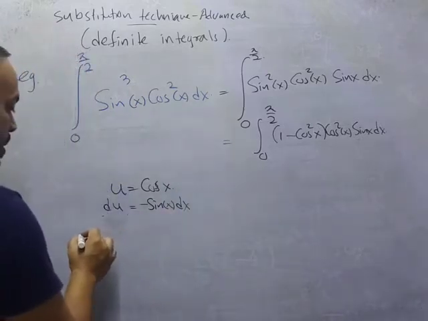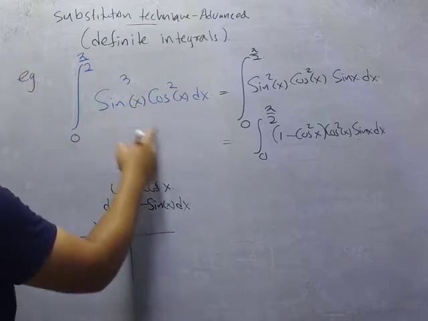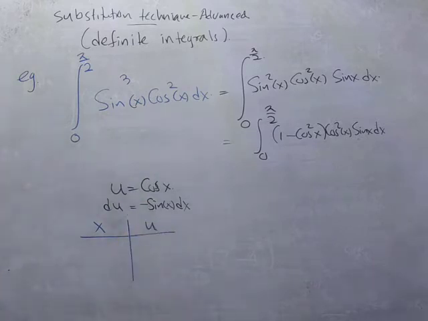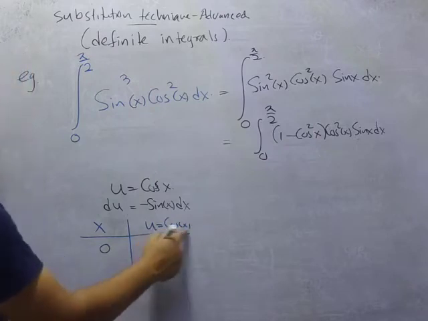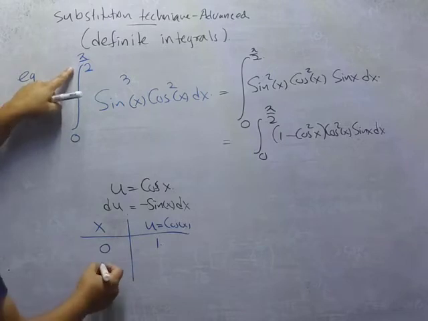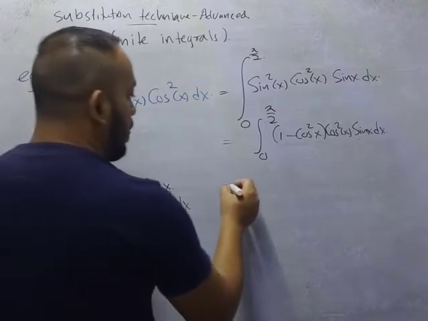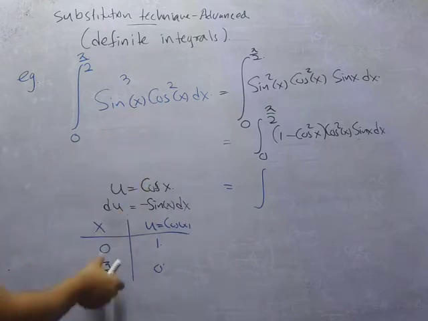How do you change limits? Change variable x to u. Now, when x is 0, u is cos of 0, which is 1. When x equals pi by 2, cos pi by 2 is 0. You can see how the limits change. Now we can change everything, and when you change everything, you have to change the limits as well.